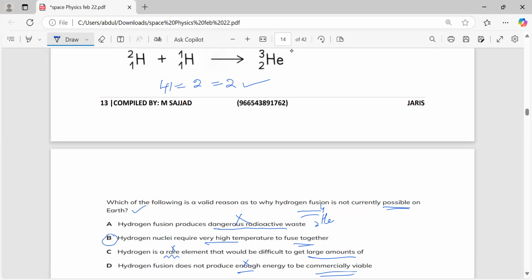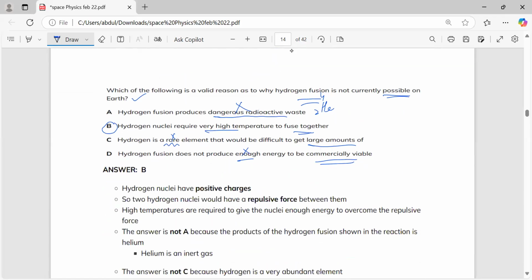Now for B, you have to say two or three things. Why is high temperature needed? Now see, hydrogen nuclei. Nuclei is the plural of nucleus. Not only hydrogen nuclei, all elements' nuclei have positive charge, because inside the nucleus there are protons and neutrons. Protons are positively charged, neutrons have no charge. So protons are positively charged particles. Positive charges repel, so two hydrogen nuclei would have a repulsive force between them.